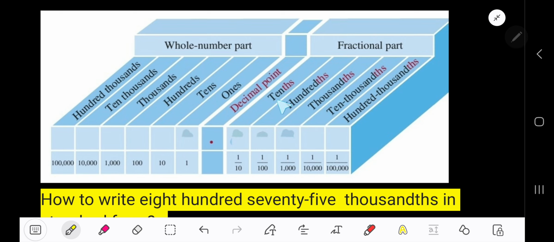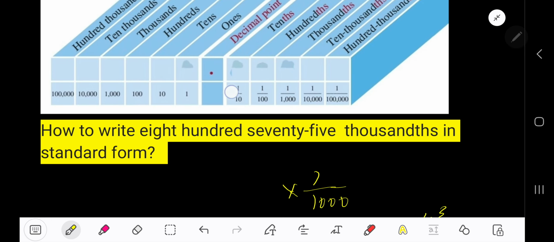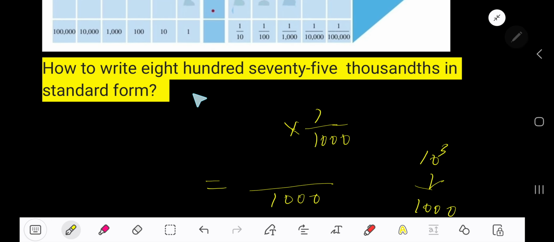For the fractional part, we have the first column called the tenths column, then the hundredths column, then the thousandths column. Look, in the spelling, we are getting THS. But before the decimal, we have the ones column, tens column, hundreds column. Okay.